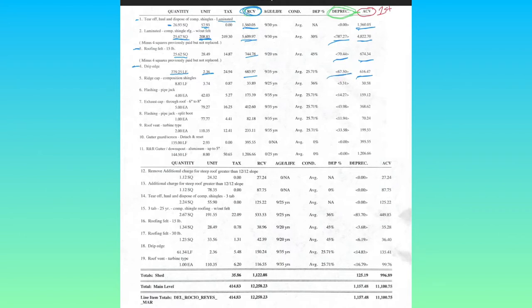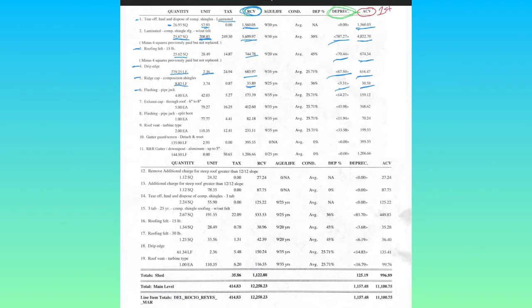So for sure, we always call them RCV and ACV and depreciation. So ridge cap, we have 8.83 linear feet. And right here, I think they're paying a little bit, but since I didn't do the job, I didn't really have to tell them anything. But whenever you see that they are not paying enough, you just get pictures or measurements and send them the proof, and most of the times, they'll just pay the difference that is missing. So the real cost value $33, $30 ACV, and depreciation $3.31.